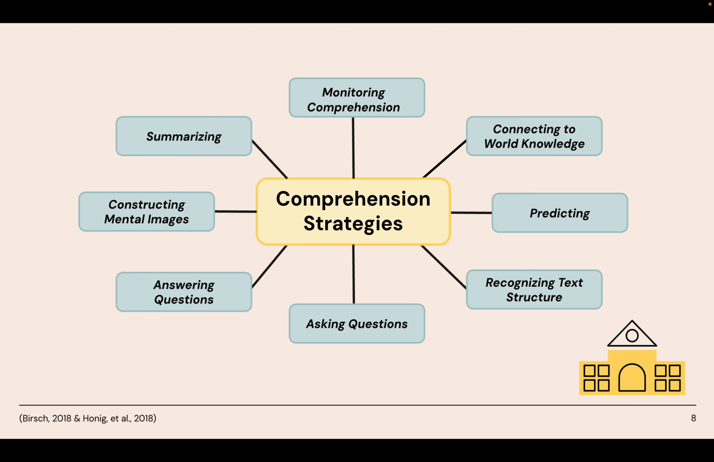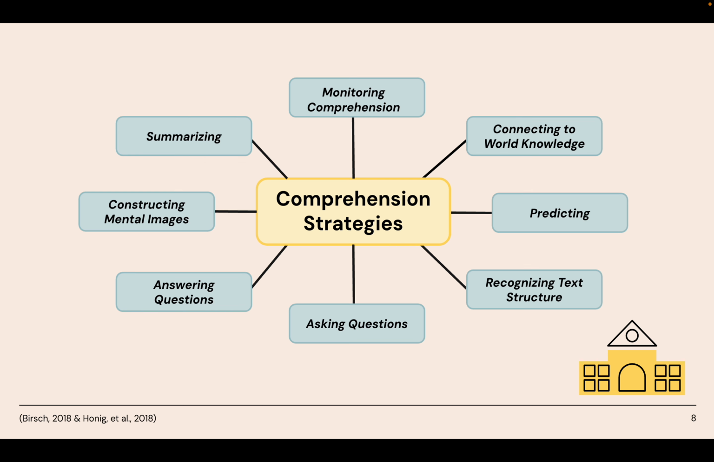Students also may connect to world knowledge. So how does what I'm reading connect to what I already know? And how can that help me understand more? Or maybe that's confusing and maybe I need to do something extra to connect the knowledge that I have with what I'm learning. Another strategy would be predicting. So thinking about activating prior knowledge, what do you already know, and making some predictions about what the text may be.